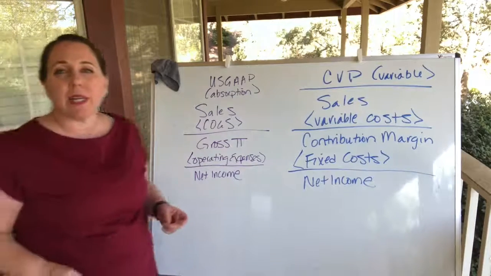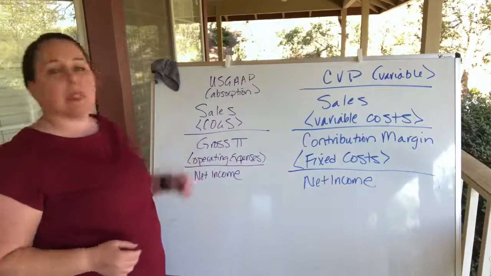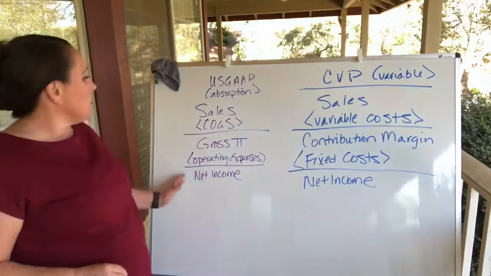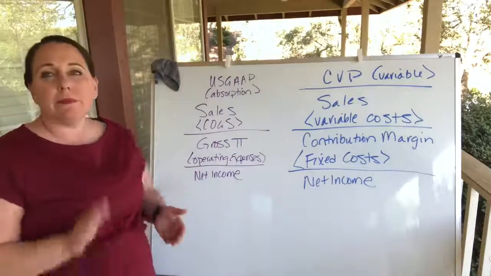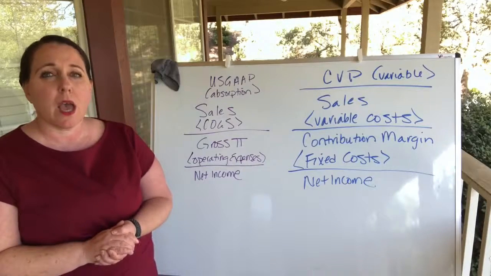Remember, our operating expenses are really our period costs, right? Anything that we didn't put into COGS is going to go down here. And that was our traditional income statement, and it serves us really well for external reporting purposes.